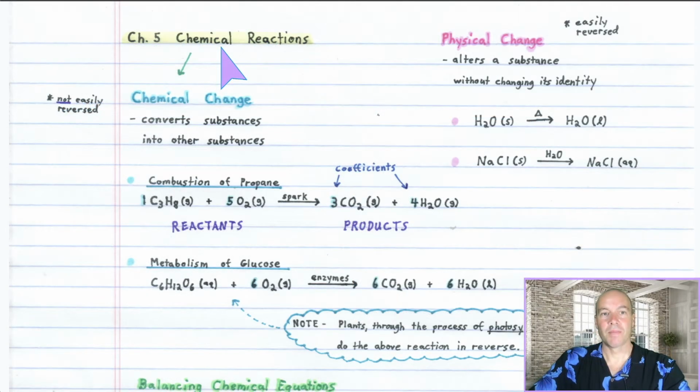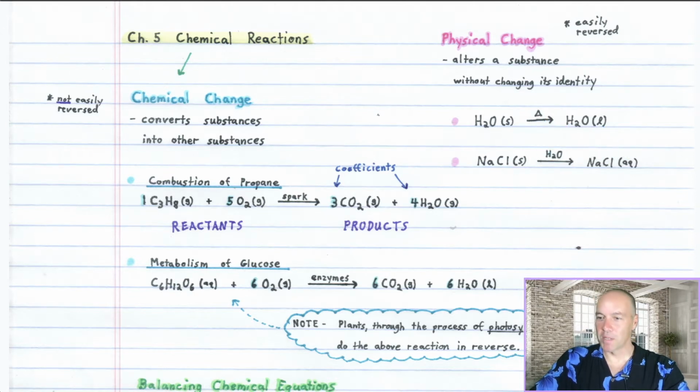Here are the notes. Let's first compare chemical reactions, also known as chemical changes, with physical changes. We did this back in Chapter 1, so hopefully this looks a little familiar. A physical change alters a substance without changing its identity. An example is solid water changes into liquid water. The little triangle on top of the arrow is the Greek letter delta, and that represents heat. So solid water with a little bit of heat converts into liquid water.